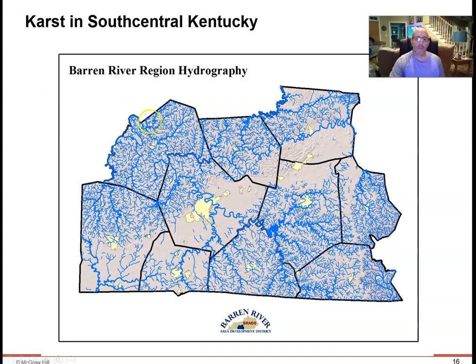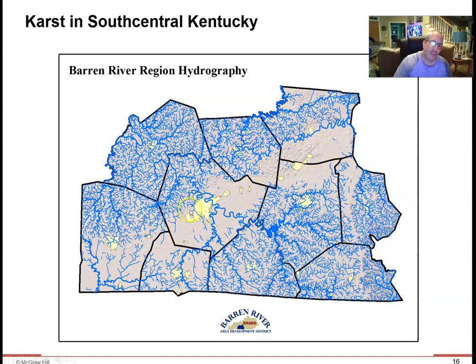So this is a map of our local area around Bowling Green. This would be Bowling Green right here. Over here would be Glasgow. This is Edmonson County, Hart County, Simpson County, Allen County right here. And you see all these surface streams, but you see this big area through here that has none. That's what we call the sinkhole plain.